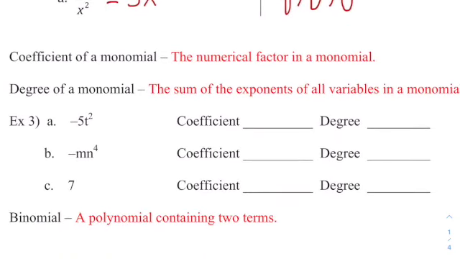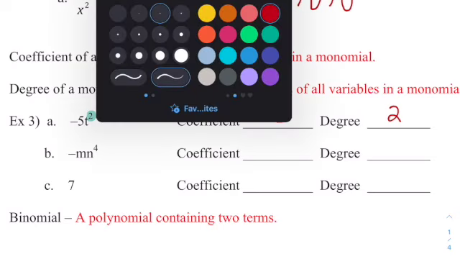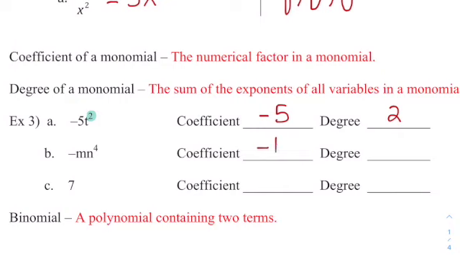Your coefficient in 3a is just the negative 5, the number in front of it. And the degree is whatever the exponent is. If you only have one letter, then the degree is going to be the exponent of that letter. So in this case, that's just 2. Then the next one, what's the coefficient? Well, in example 3b, the coefficient is a negative sign, but a negative sign really is like a negative 1 times m. So the coefficient is going to be negative 1.